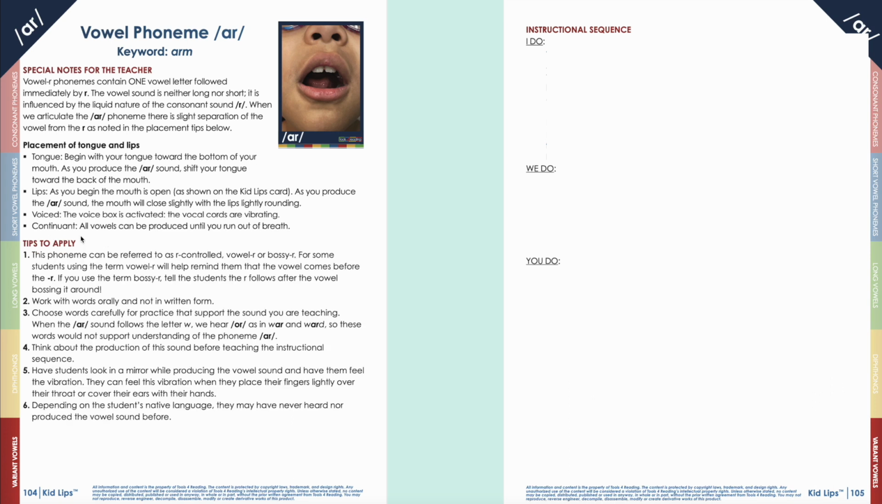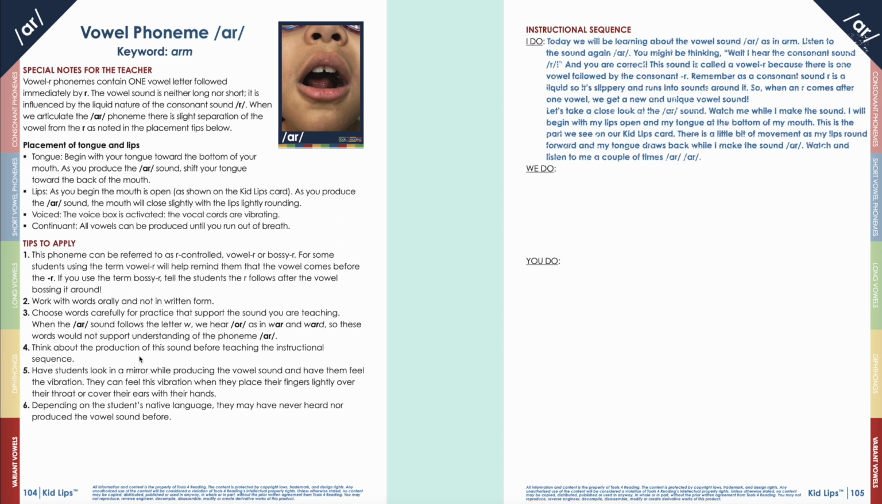Now, tips to apply, these are some helpful hints. Like if the student's native language doesn't have that sound, here are some helpful hints for you. Or when you're choosing words or working with words orally and not in written form, different things that are going to help it be more successful as you're teaching these.